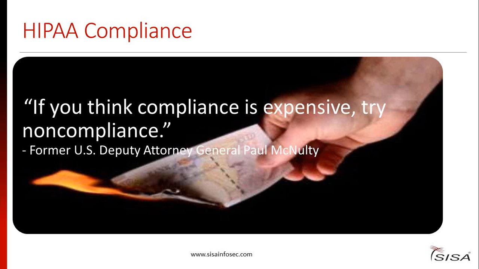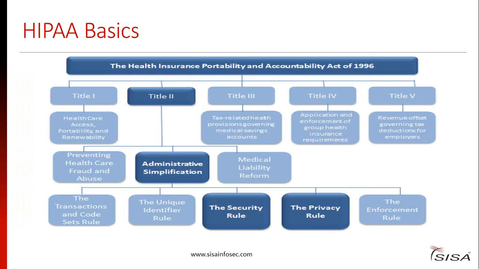So before we move on and discuss HIPAA risk analysis in detail, let's take some basic details of HIPAA. HIPAA, the Health Insurance Portability and Accountability Act, has been divided into 5 titles, or we can say 5 parts. Title 2 covers mainly the security rule and privacy rule, which come under the category of administrative simplification.